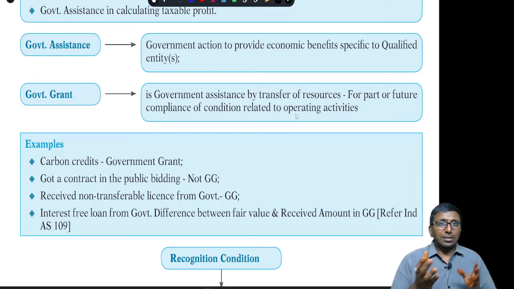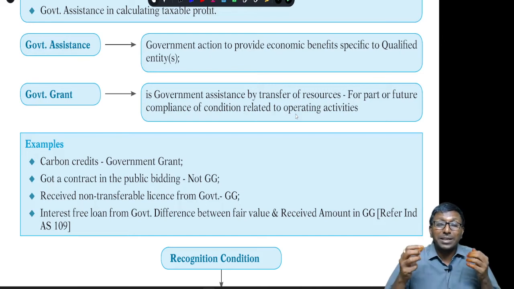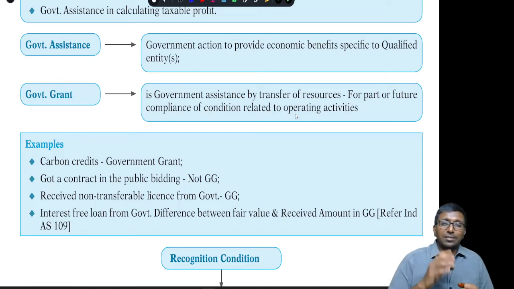The examples: if you see carbon credits, yes, it's a government grant. Suppose I got one project which is in public bidding, and the government has not given me anything in kind or cash, free of cost or at discounted prices. In bidding I got it. There is no government grant. Government gave me some free loan. Yes, it is a government grant because it is an interest free loan. Then obviously there is some economic benefit to me. There is a government grant.